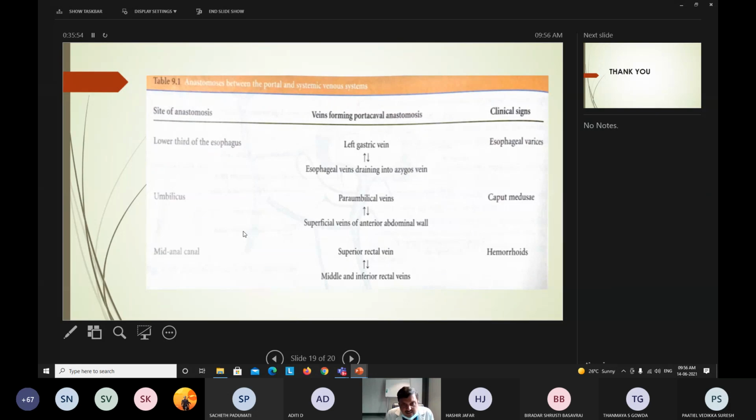Okay. And the portal vein may come as a long question. Describe the formation, course, and tributaries of the portal vein. Course and relations of the portal vein. Add a note on portocaval anastomosis. So this is the main question. Or sometimes only portocaval anastomosis may come as a short note.